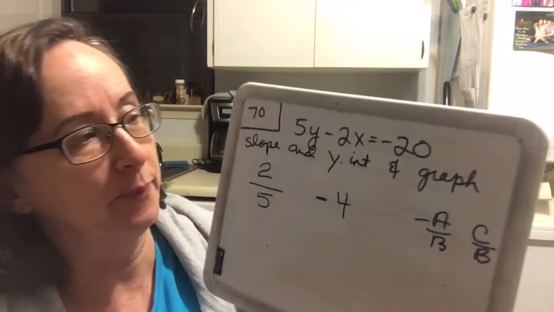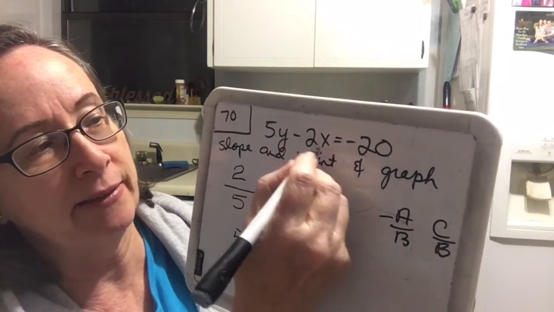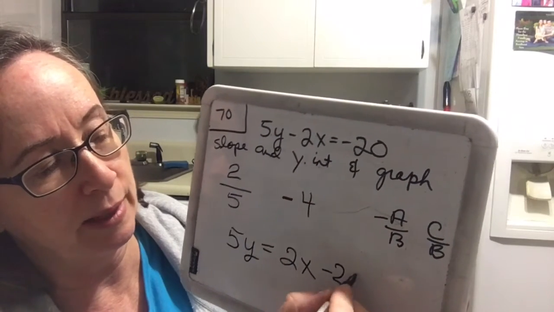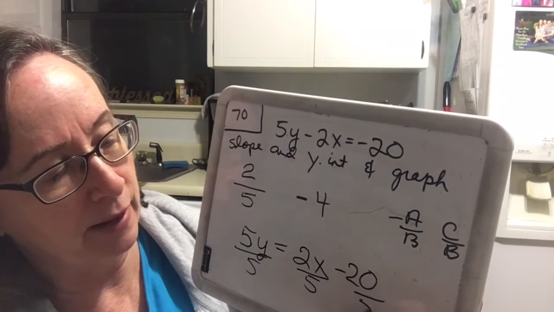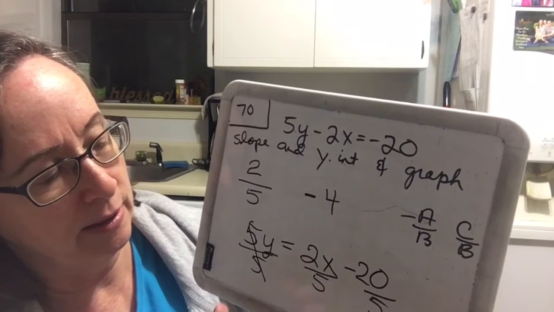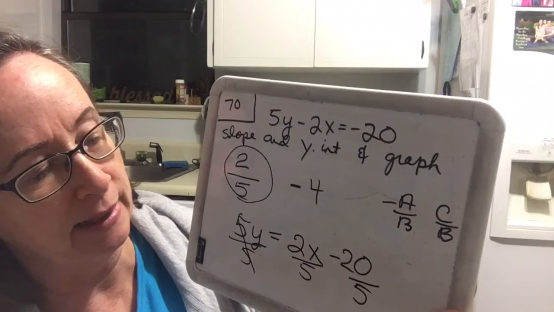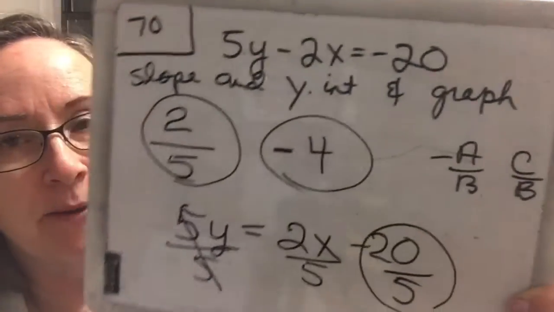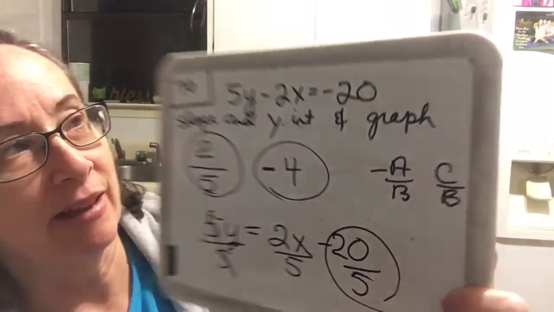But we can turn it around, and we can get the y by itself. 5y equals, I'm going to send that 2x to the right, so it's going to become a positive 2x minus the 20. We divide by 5, divide by 5, divide by 5, and we get y equals 2/5 x. Well, there's that 2/5 again, minus 4, and there's that minus 4 again. So the pattern works pretty well. Okay, so that one was number 70.